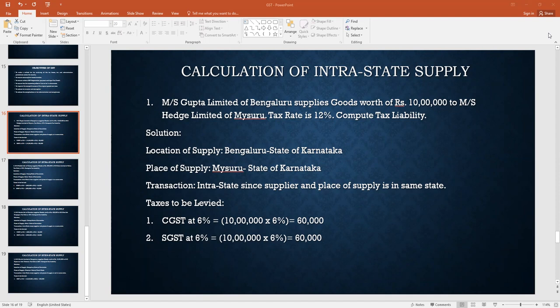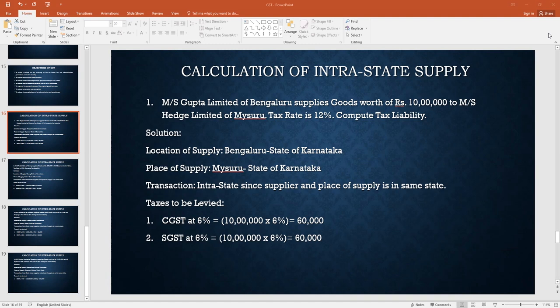So here the goods are transferring from Bengaluru to Mysuru. Both the places are situated within our state. So here the transaction will be considered as an intrastate supply. If it is an intrastate supply, the tax rate is 12%. The tax rate will be divided equally between the central GST and state GST, meaning out of 12%, 6% will be taken by the center and another 6% will be taken by the state.